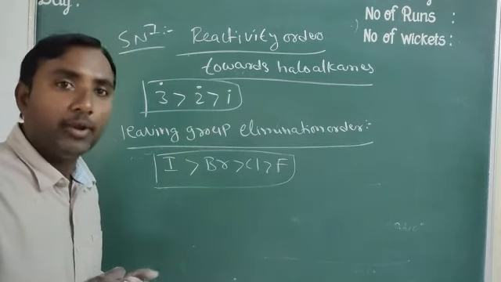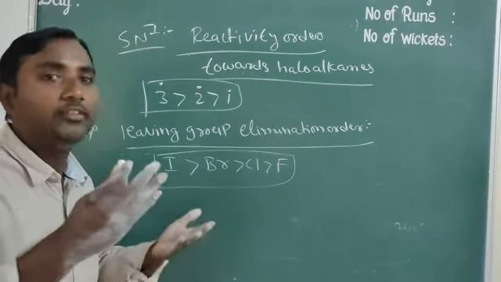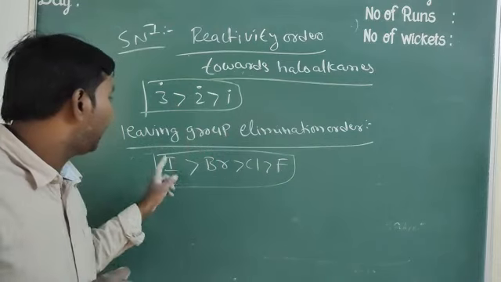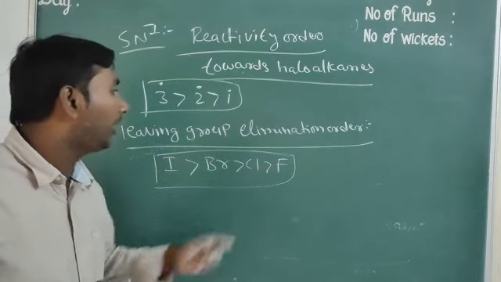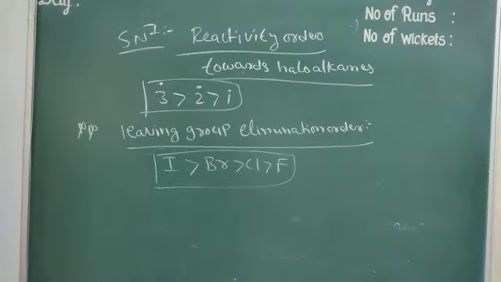Leaving group: due to repulsions, the compound becomes unstable and the leaving group can be easily eliminated. So the leaving group elimination order is iodine, bromine, chlorine and fluorine. This is about the SN1 reaction.